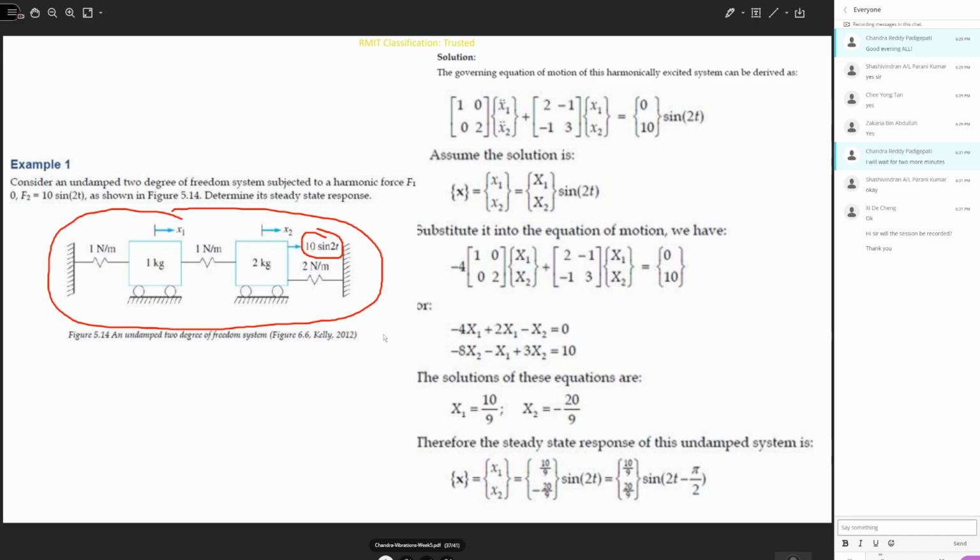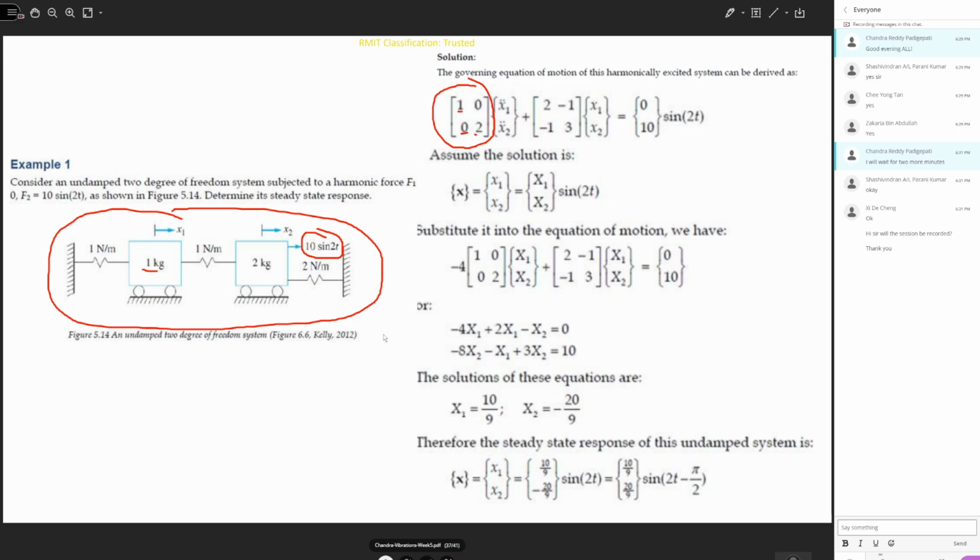First we write the equations of motion for this system using the matrix format. The first matrix is the mass matrix. The mass matrix is M1 0, 0 M2. M1 is 1, so we write 1, 0, then 0, M2. M2 is 2. So we can write the mass matrix multiplied by the acceleration matrix plus the stiffness matrix.